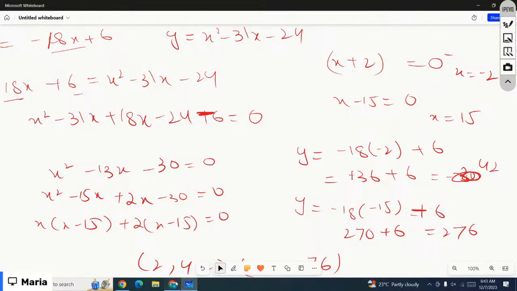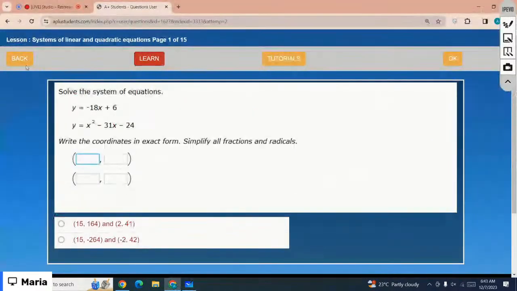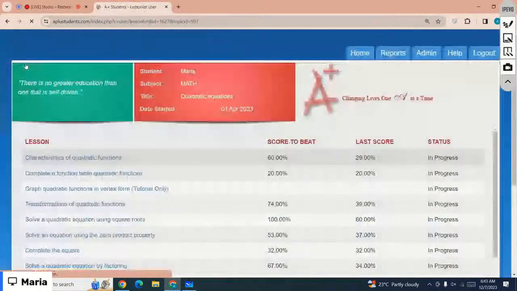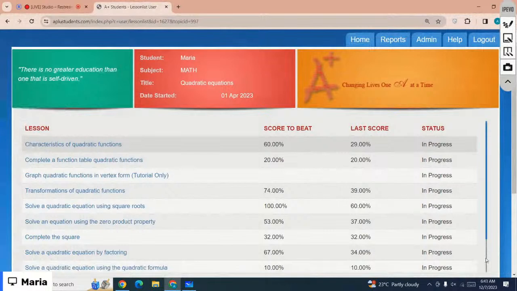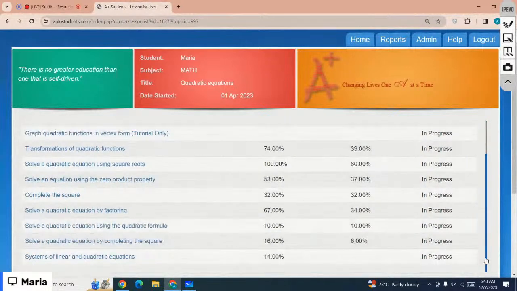Okay, you can complete the lesson by yourself later today, right? So we were working on grade 10 math. The chapter we were working on is quadratic equations, and the lessons we have covered today: solve a quadratic equation using the quadratic formula, solve a quadratic equation by completing the square, and the one we just did is system of linear and quadratic equations, right?